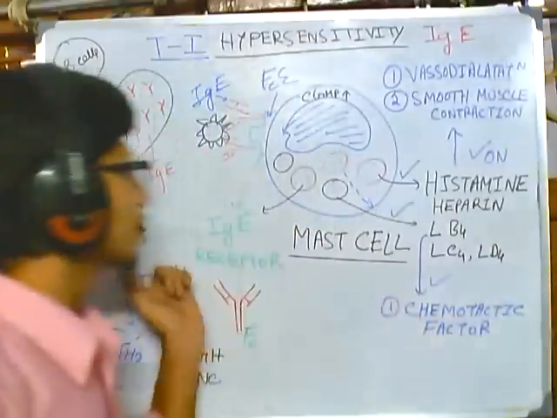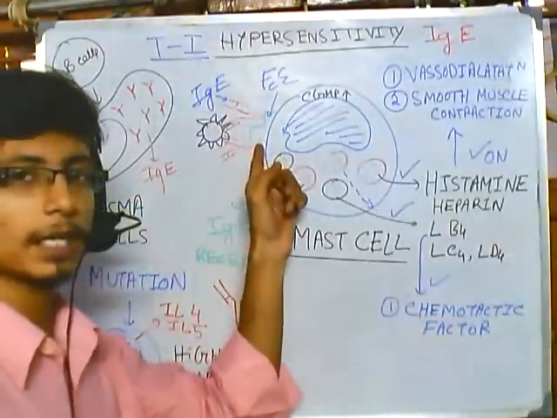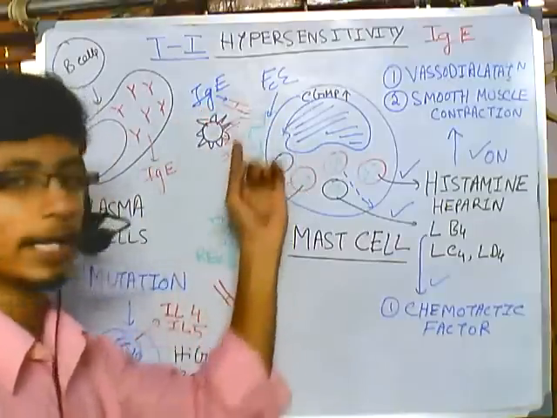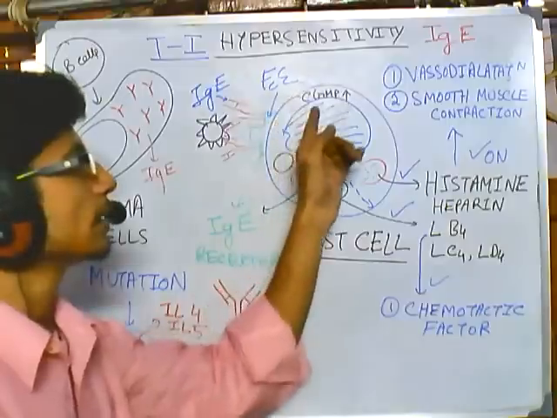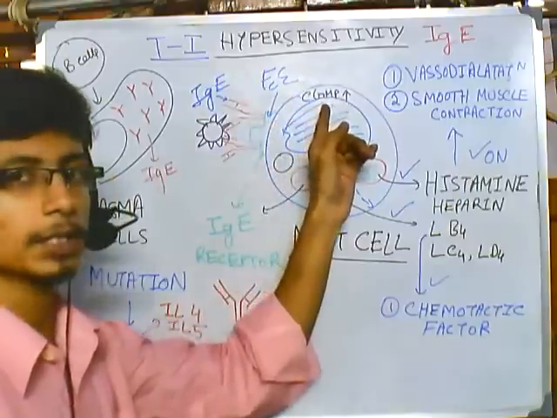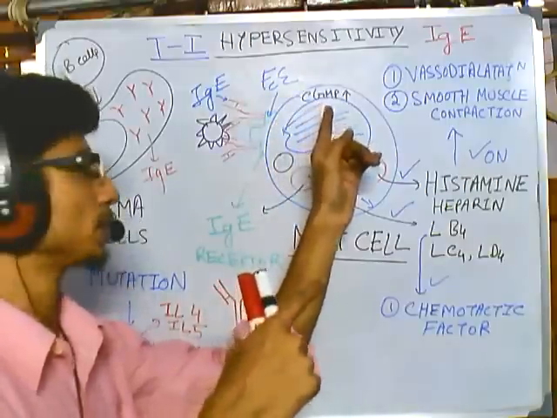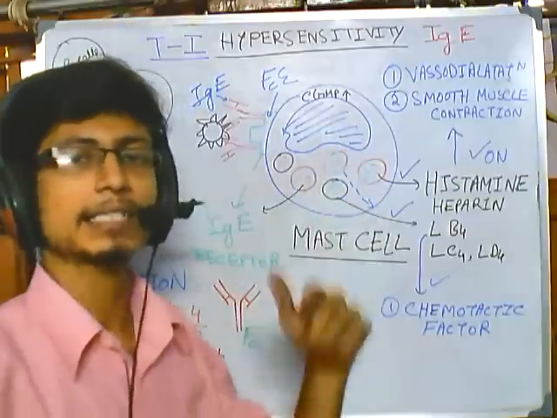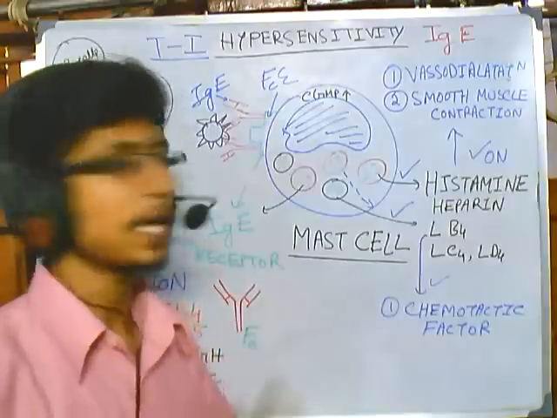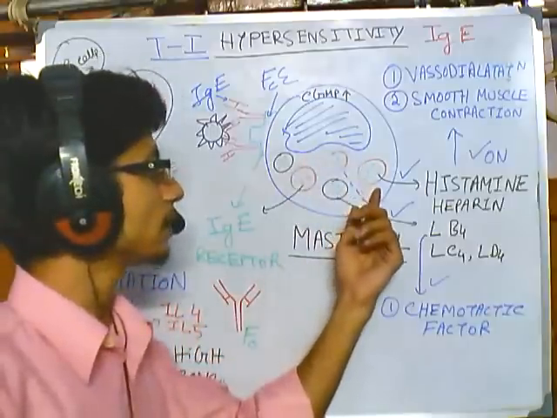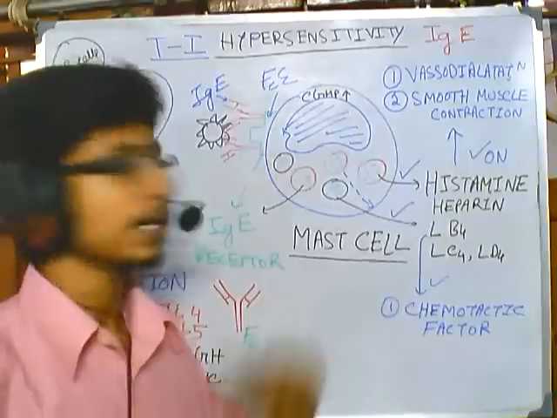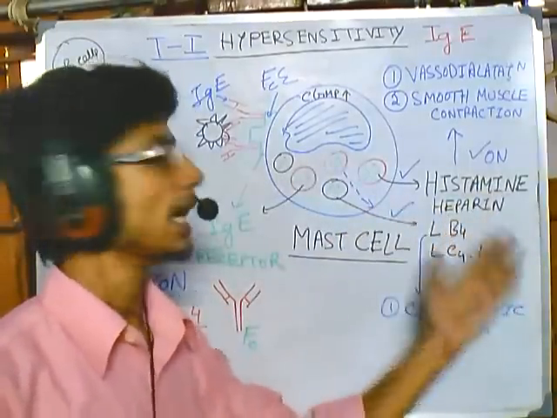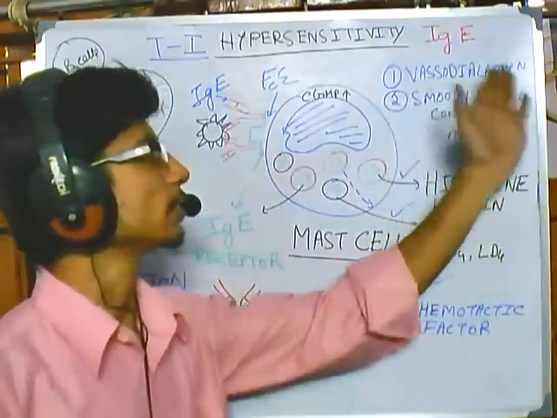So now those IgE will come and sit onto the Fc epsilon receptor. The allergen is coming and it also cross-links these two antibodies. Now it will give the signal to raise the cyclic GMP concentration. As cyclic GMP concentration rises, it will rearrange the microtubule system, rearrange the cytoskeleton inside the cell, and as a result it will start fusing these granules to the cell membrane. Then it will start releasing histamine, heparin, leukotriene B4, C4 and D4.